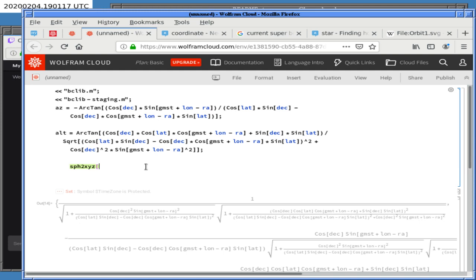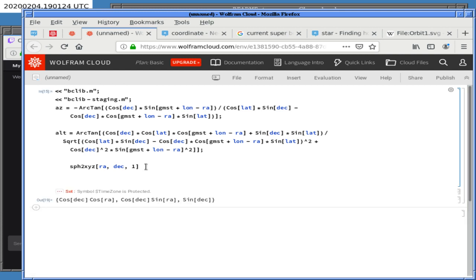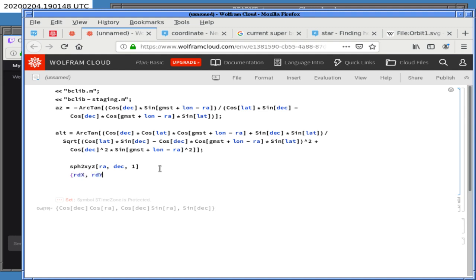Let's go ahead and convert one of the other ones. Let's convert the RA and declination sphere, and hopefully this will be much nicer. That's what I'm looking for. Okay, so this is the conversion of the RA and declination sphere. Now there's two interesting things going on here. One is we now have three variables, x, y, and z, and we're obviously not going to be starting off with spherical coordinates, so we're just going to call these rdx, rdy, and rdz. Those are just the names we're going to give them.